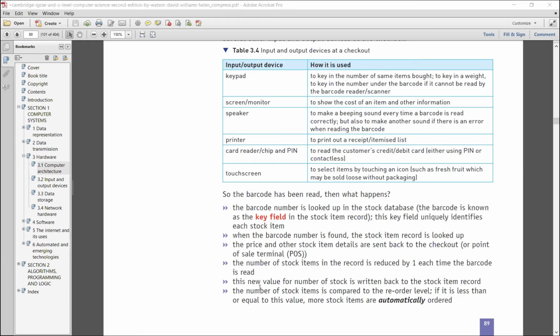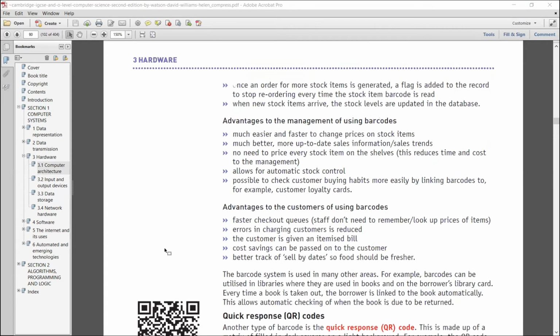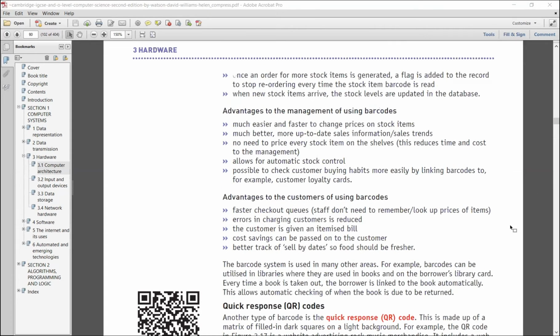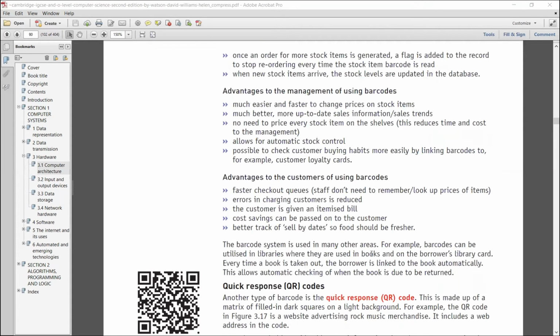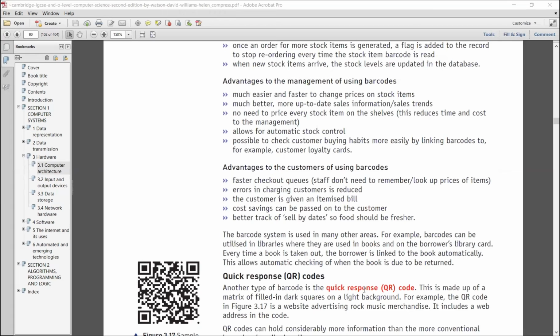And one important thing that you need to know is it helps with automatic reordering. Basically, it's a use of a flag. The moment the stock item is sold, it will be updated immediately. And that is what you need to know regarding barcodes. Simple, very simple. Okay, now one question that can come in the paper is the difference between QR codes and barcodes.